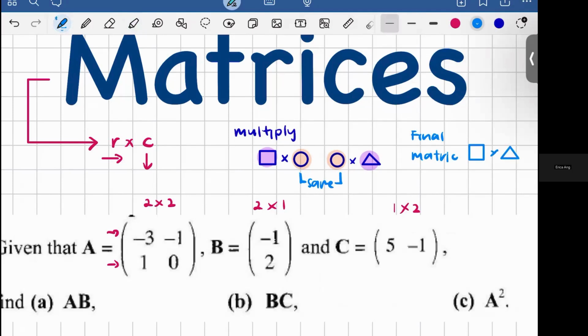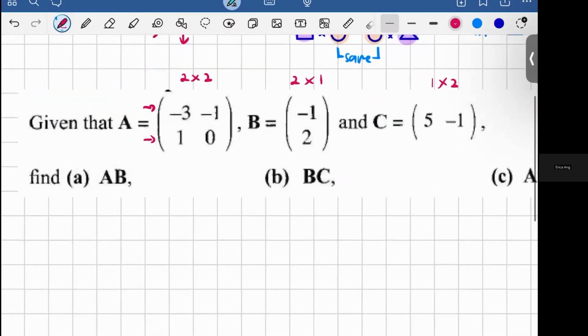So this is how you identify your row times column. Step one, always identify first. Write this out, and then at least you know how your final matrix looks. Then you know how to fill in the places from here. So we're going to start with the first one. Let me erase this one.